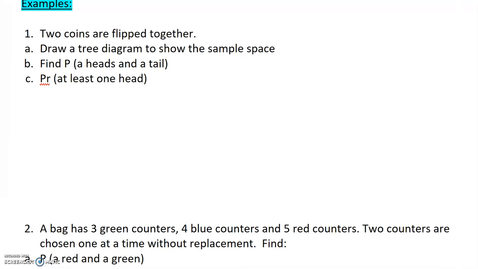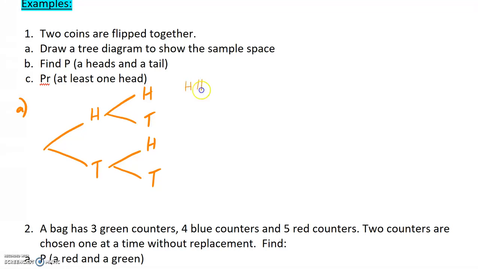So let's draw the tree diagram first. Because it says 2 coins, we get a head and a tail. That's the first coin. Second coin, a tail and a head. Oh, look, I'm just going to put it in the same order. Sorry about that. A head and a tail, or a head and a tail. Then let's write down the outcomes. So head and head, head and tail, tail and head, tail and tail. Okay, that's our sample space.